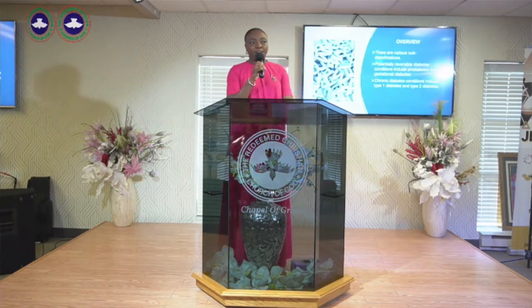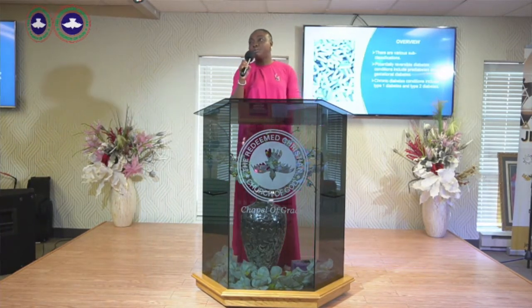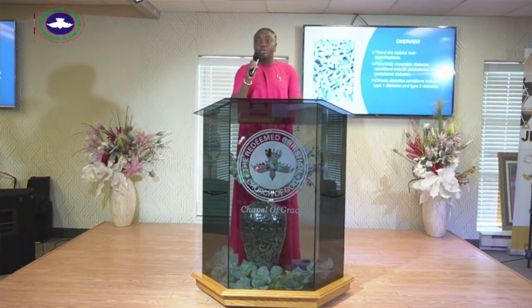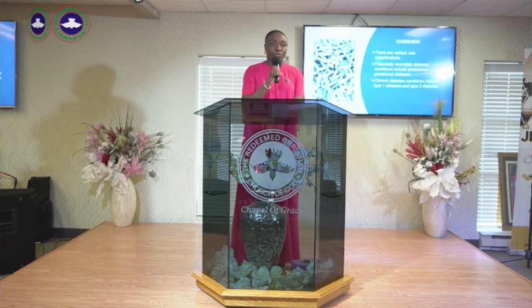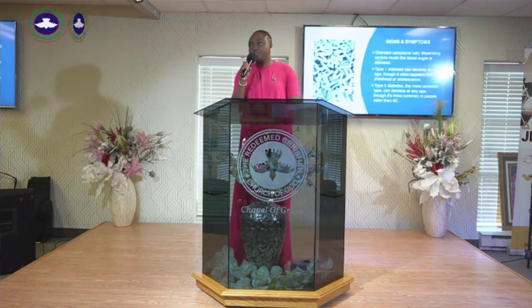And there are various sub-classifications. Now, diabetes mellitus is not just one. It has sub-classifications, which include type 1 diabetes, type 2 diabetes, maturity onset diabetes of the young, steroid-induced diabetes, pre-diabetes, and gestational diabetes. But today we'll be talking about the chronic diabetic conditions, which are type 1 and type 2, and the potentially reversible conditions, which are pre-diabetes and gestational diabetes.